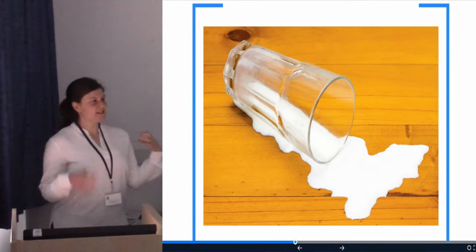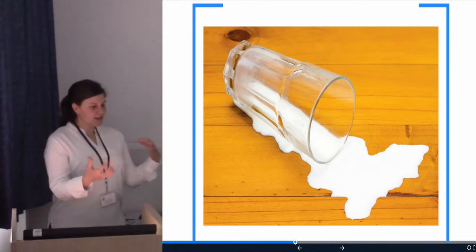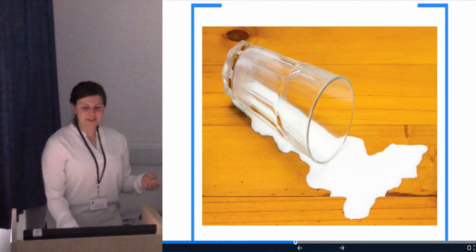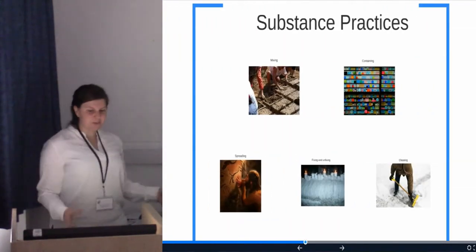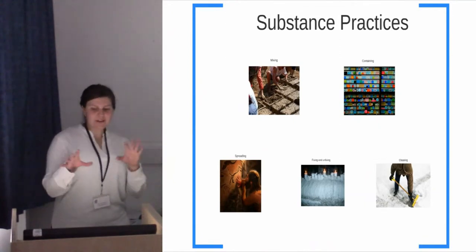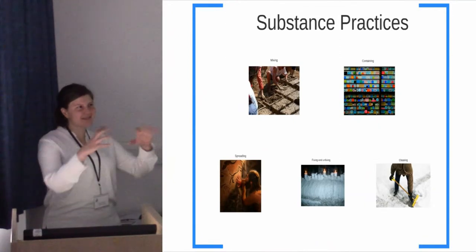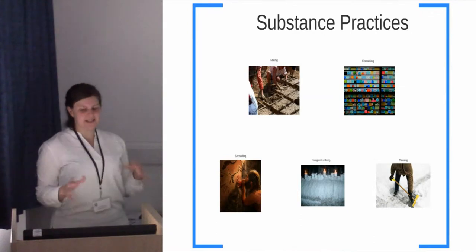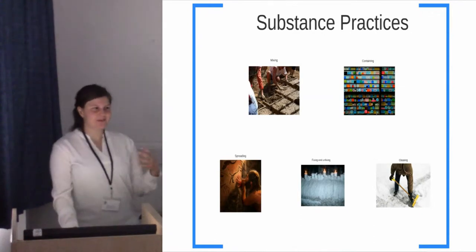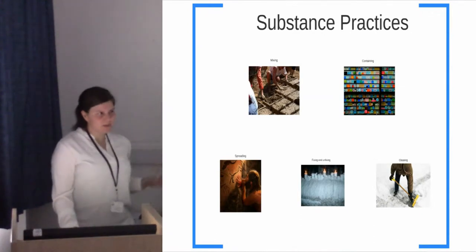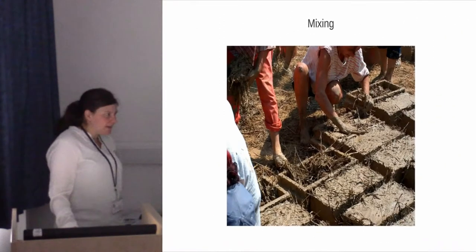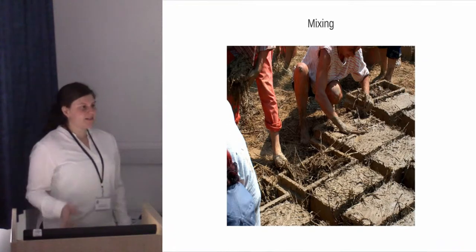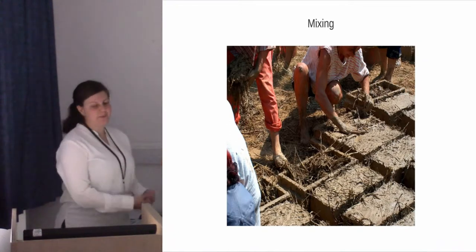And these actions, these practices we actually engage with when we interact with substances, are not the same as when we interact with only objects. So we figured out five verbs that encompass all these actions that are happening between humans, substances, and basically the rest of the material realm. The first of them is mixing, which is quite important since qualities change when you mix different matters.